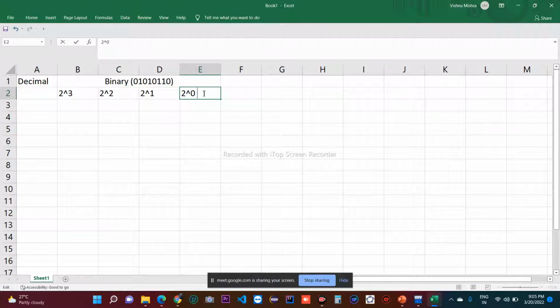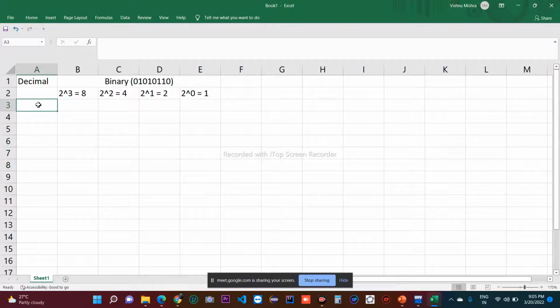What is 2 to the power 0? It's 1. What is 2 to the power 1? 2. What is 2 to the power 2? 4. What is 2 to the power 3? 8. Okay. So it goes like this.